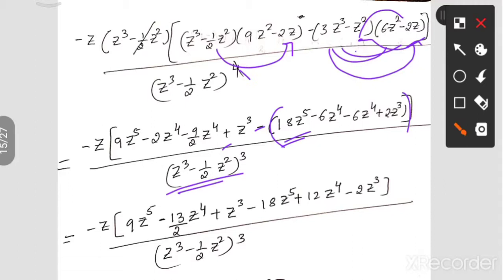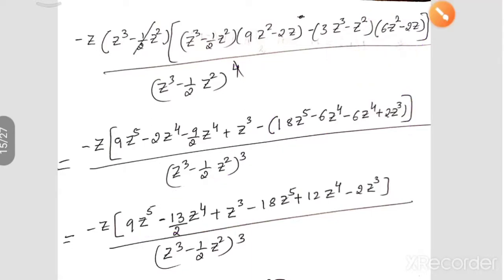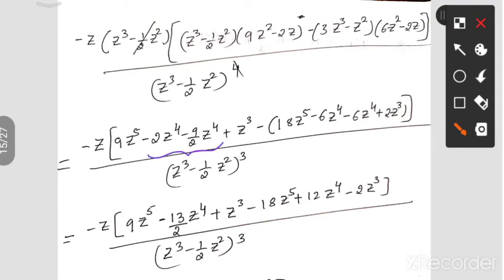So z cube minus 1 by 2 into z square whole cube. Now minus z into... for the simplification, what we are going to do is this minus sign we are going to take inside. So first three terms we are going to simplify again. So observe here, this is 2z raised to 4 and 9 by 2 z raised to 4. So simplify this: 9z raised to 5 as it is, minus 2z raised to 4 minus 9 by 2 z raised to 4. Take an LCM of this, then it will be minus 4 minus 9 divided by 2, that is minus 13 by 2 z raised to 4.